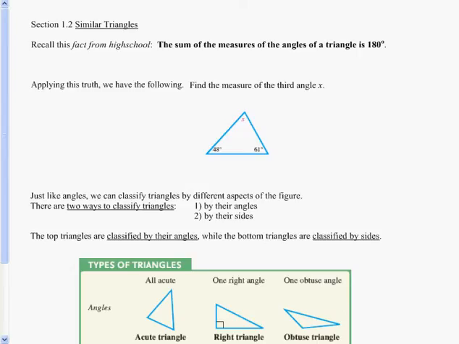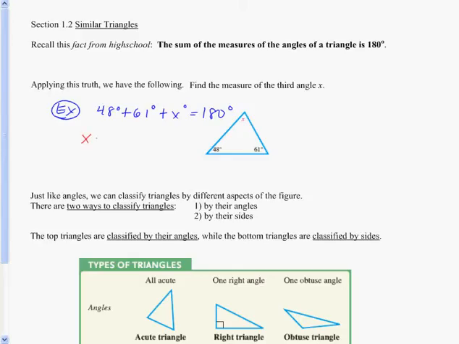Section 1.2 continues with the topic of similar triangles. The sum of the measure of the angles of a triangle, of course, equals 180 degrees. So looking at this first example, we find that 48 degrees plus the 61 degrees plus our variable should total to 180 degrees.